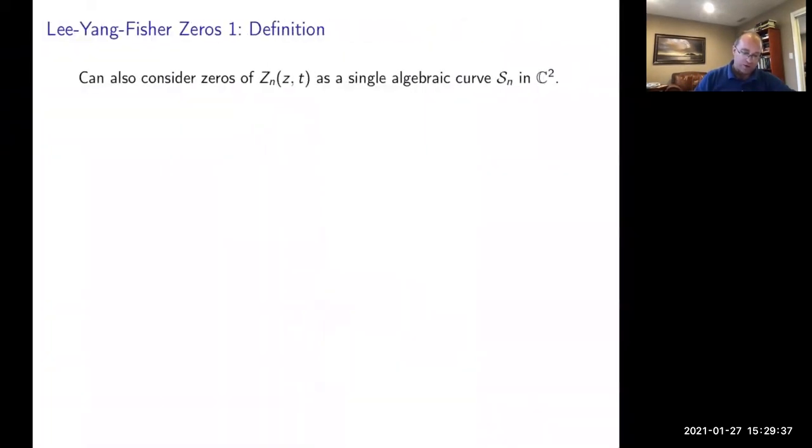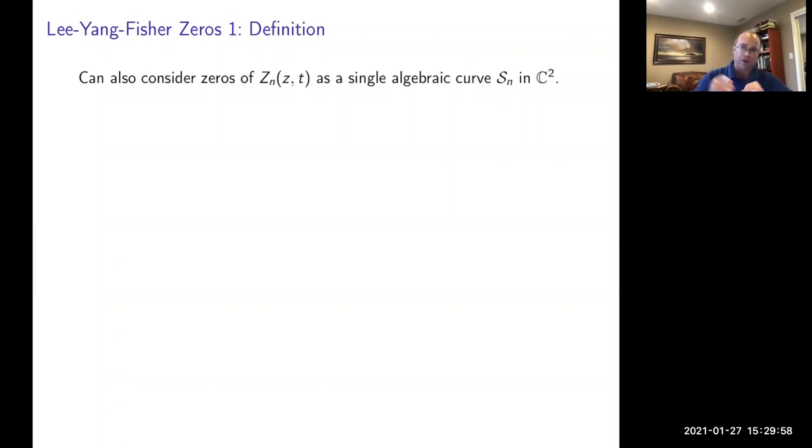So I want to talk about the Lee-Yang Fisher zeros, and then I'm not sure if I'll get to the Migdal approximation and Migdal-Kadanoff renormalization yet, but I wanted to explain all the background. So you can consider the zeros of the partition function not just at fixed z equals 1, or not just at fixed t.